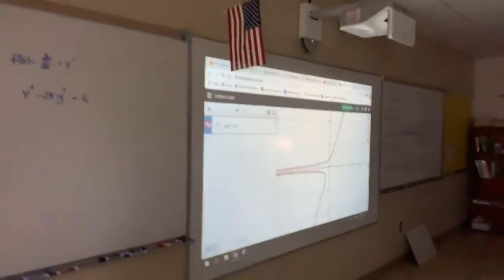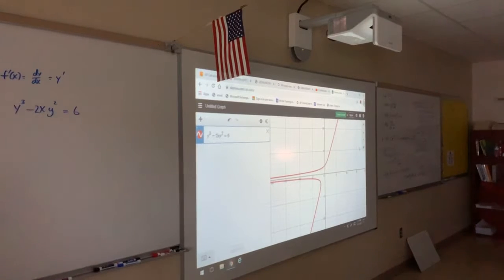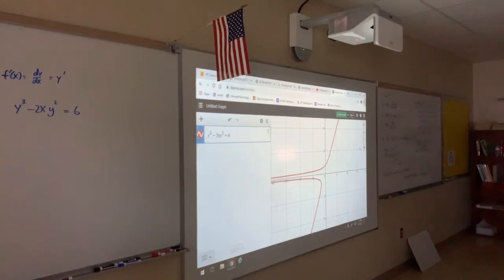The graph is like this. Obviously that is not a function, because if you draw a vertical line test, it will fail. However, you still can take a derivative of those non-functions. Even a circle is a non-function because it fails the vertical line test, but you still can take a derivative.